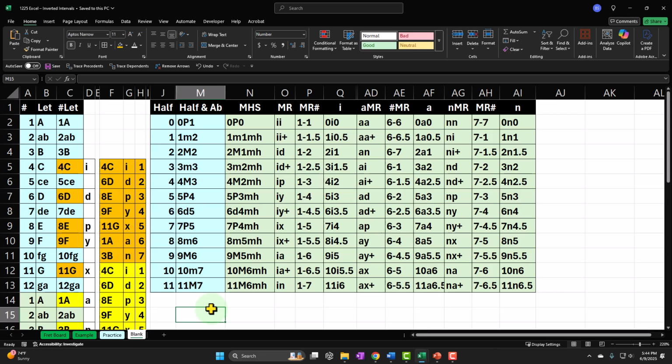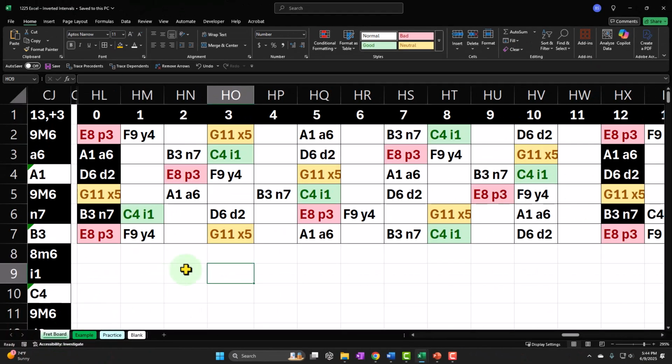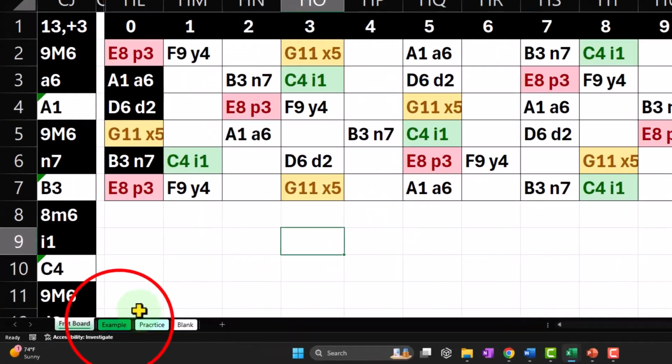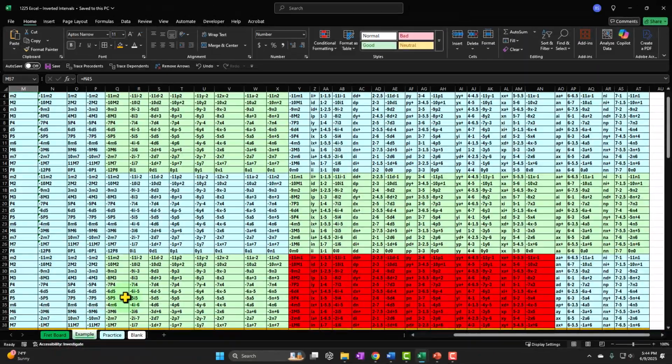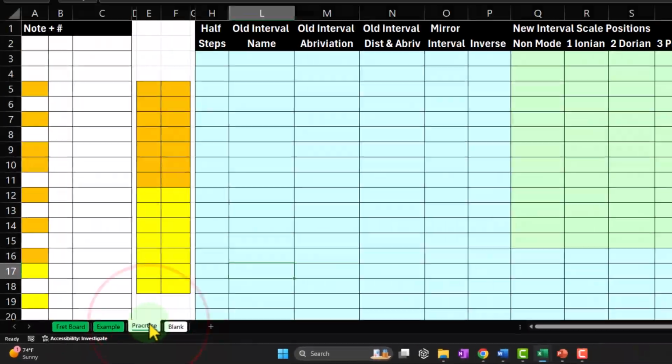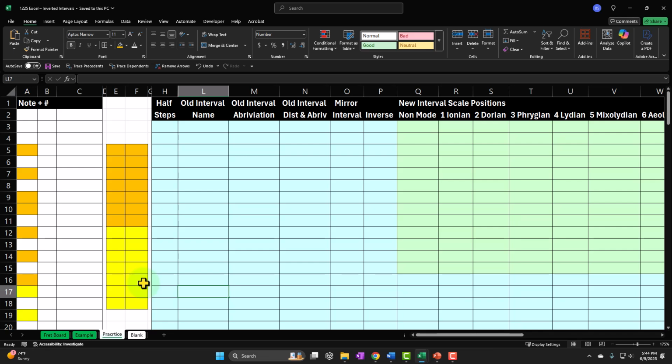If you do have access to this workbook though, there are 4 tabs down below: Fretboard, example, practice, and blank. The fretboard tab has a simulated fretboard that we will refer back to. The example tab has the finished product, in essence, the answer key. The practice tab has pre-formatted cells so you could practice the practice problem with less Excel formatting.